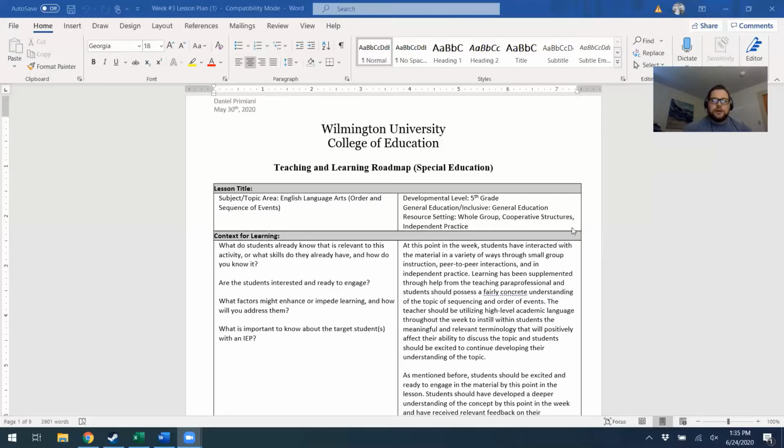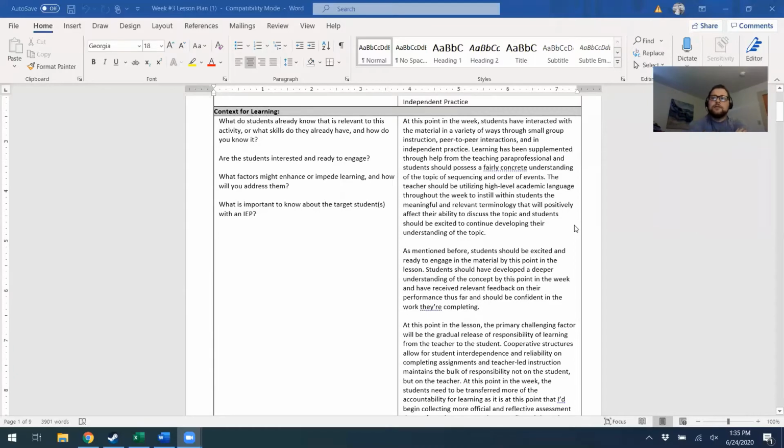Now, just to go through the context for the class and give you some background on where this lesson is coming from and what the focus would be. What do students already know that is relevant to this activity, or what skills do they already have, and how do you know it? So this particular lesson would transpire later in the week, probably Wednesday or Thursday. If the lesson were to start on the Monday, this would be the reteach section of the week. Students have at this point been introduced to the material.